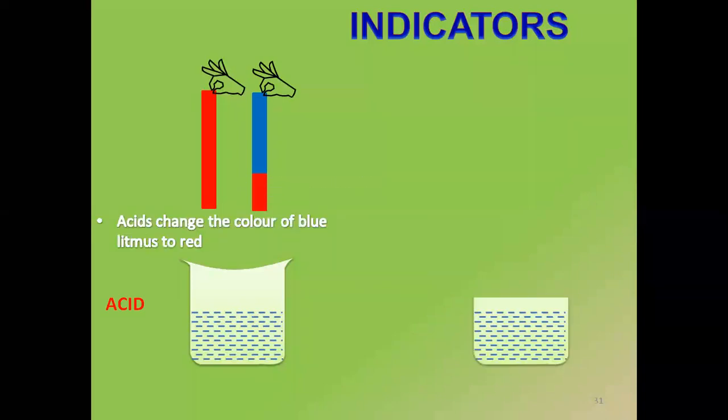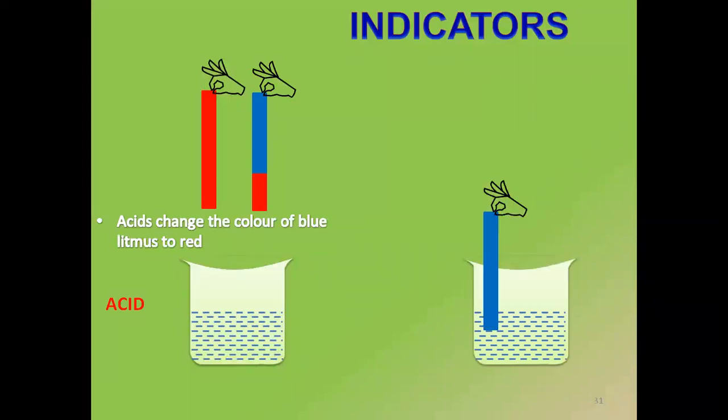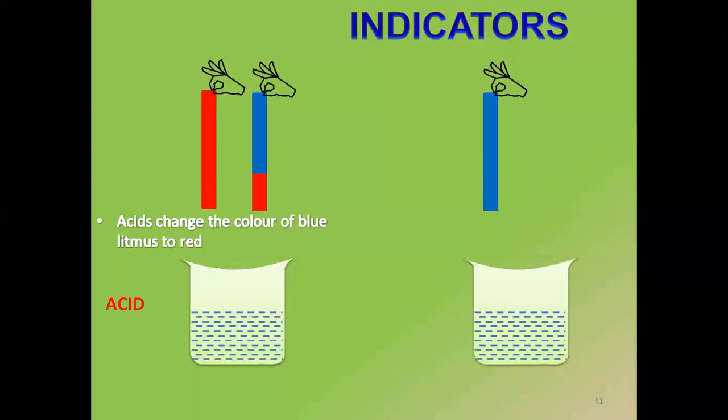Similarly, I take another solution. This time I'm going to first introduce the blue litmus paper. Is there any color change in the blue litmus paper now? No. I'm going to introduce a red color litmus paper. Is there any color change? Yes. When red turns blue, B stands for base. So bases change the color of red litmus to blue.